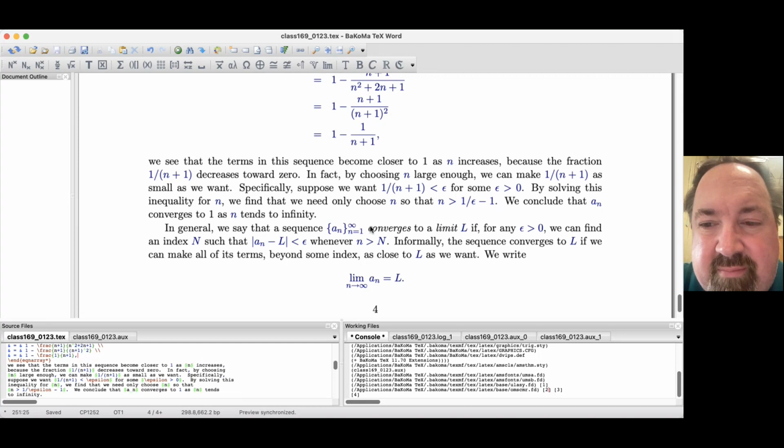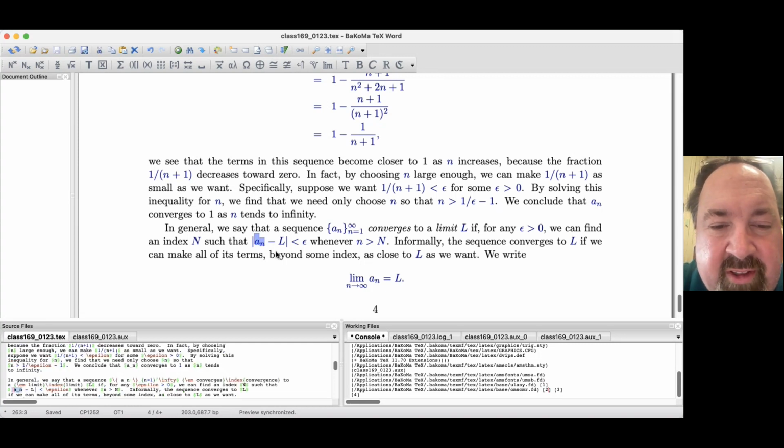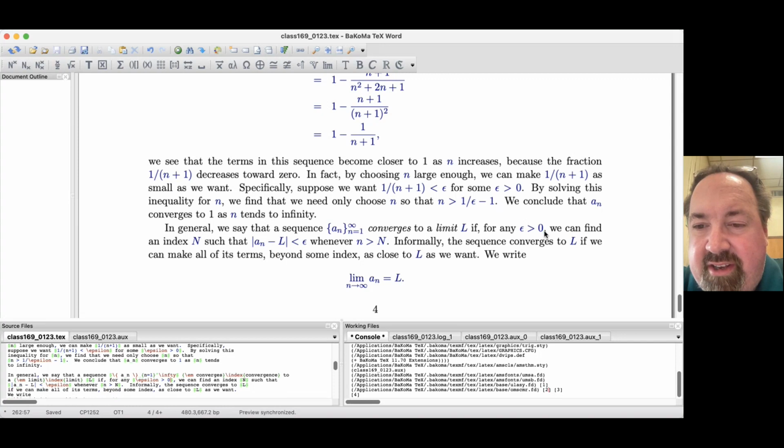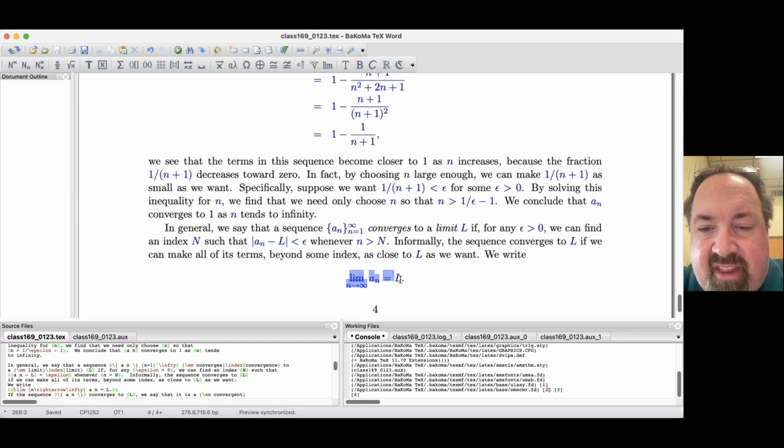Okay. So the idea is that we can make the terms of a sequence as close as we want to some value L, just by choosing n large enough. And once n is large enough, these values remain that close to the value L that's the limit. So if this happens for any distance epsilon, no matter how small that is, then we can say that the sequence converges to the limit L.